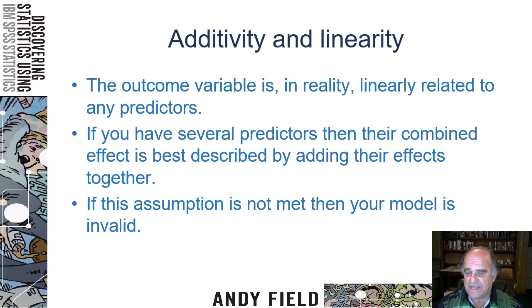We're also saying that if we have several predictors, then their combined effect is best described by adding their effects together. That's what additivity means. Note, though, that this could include an interaction effect. So that doesn't mean we can't add in an interaction effect. And of course, if these assumptions of our basic parametric model, the assumptions of linear regression, aren't met, then our model is not going to be valid.